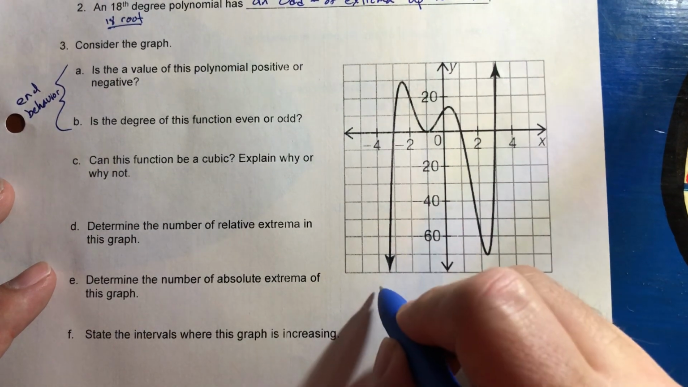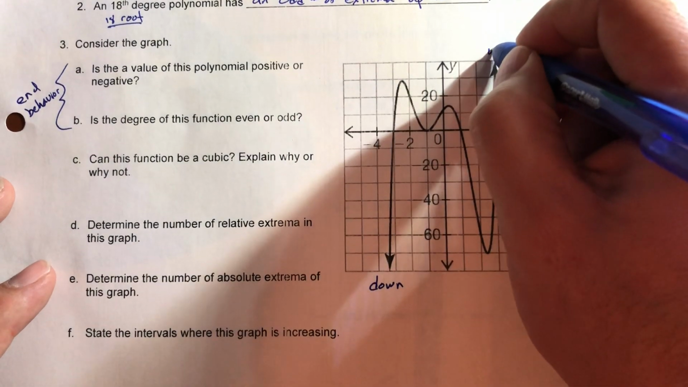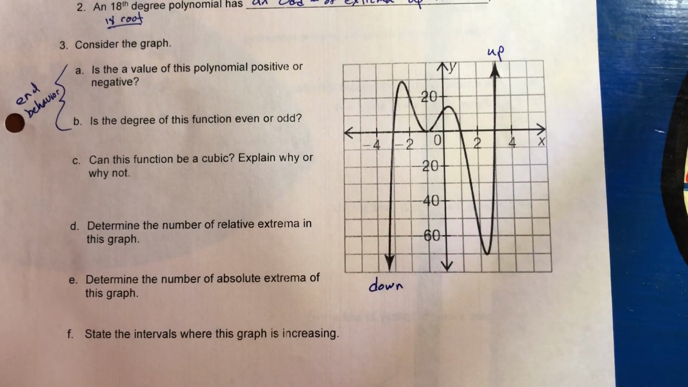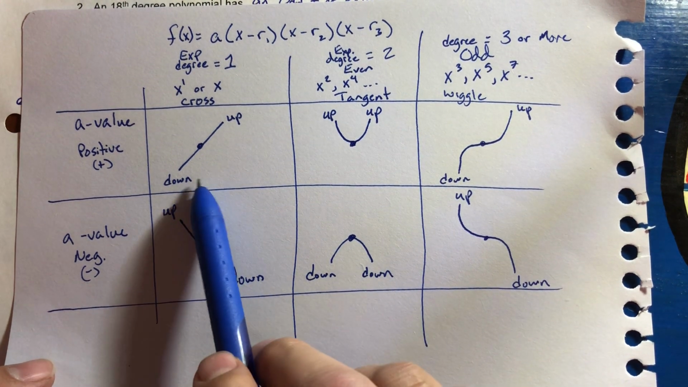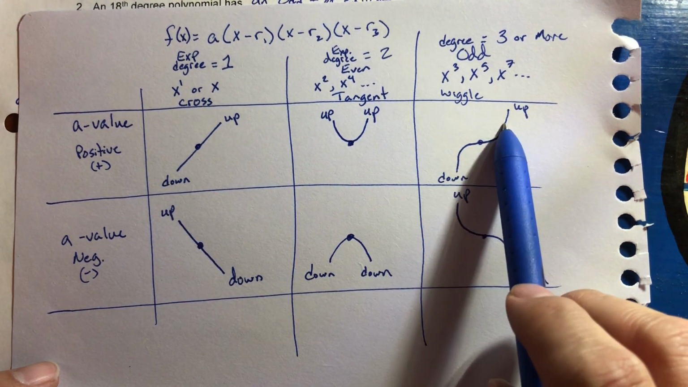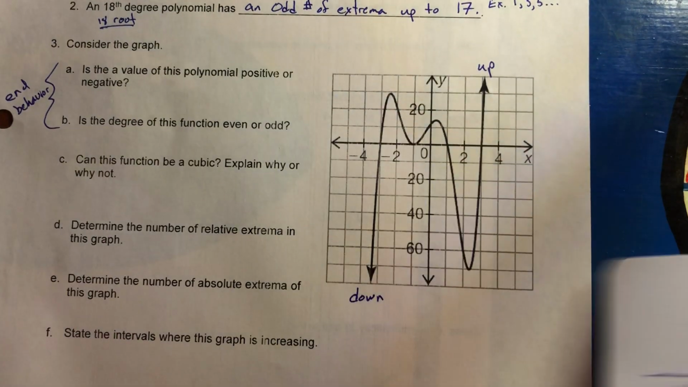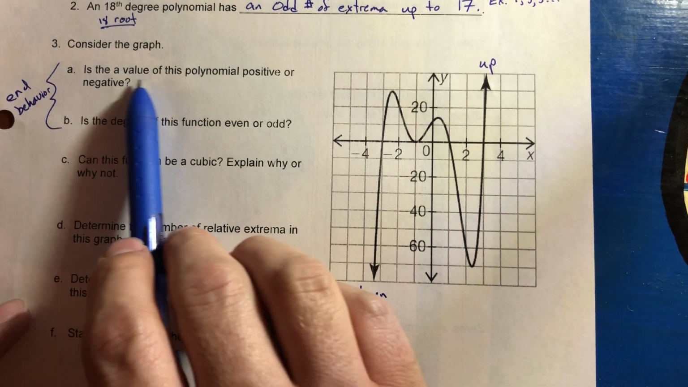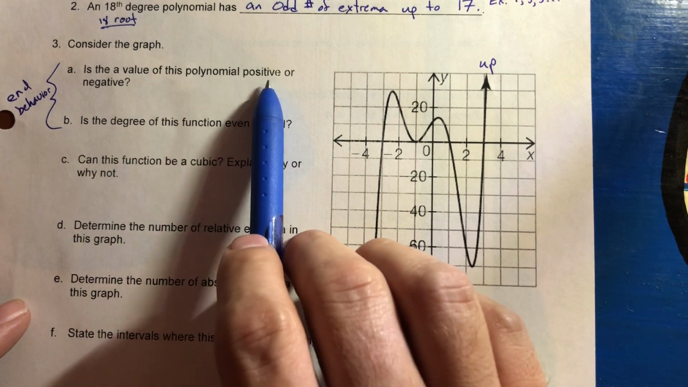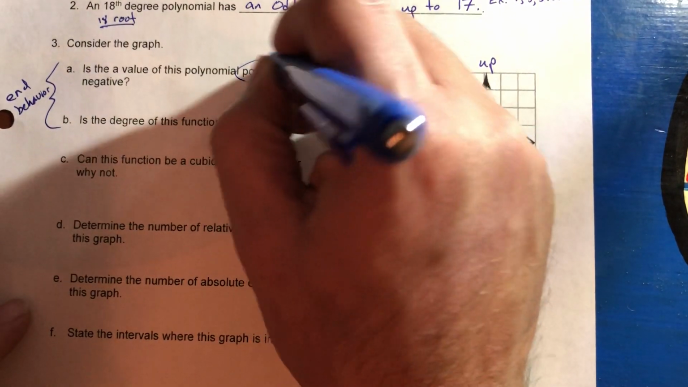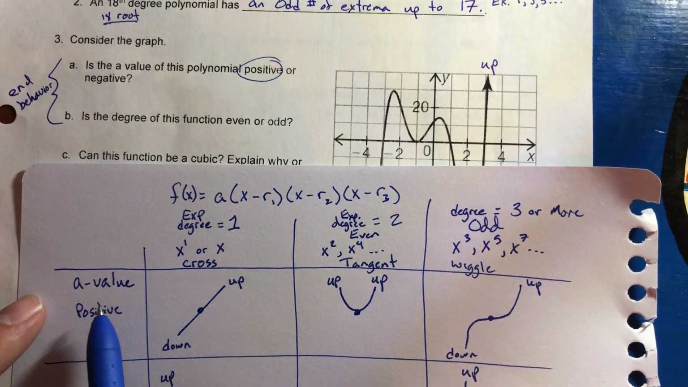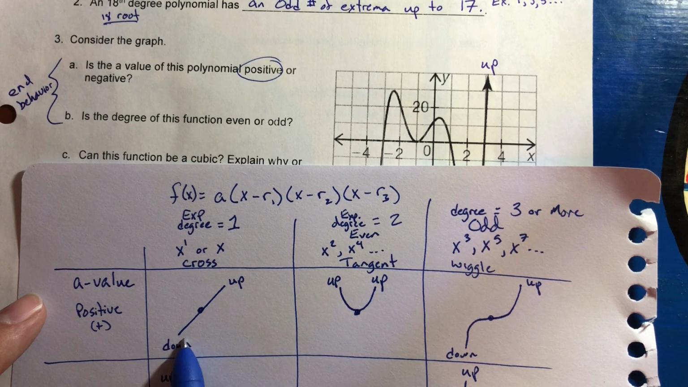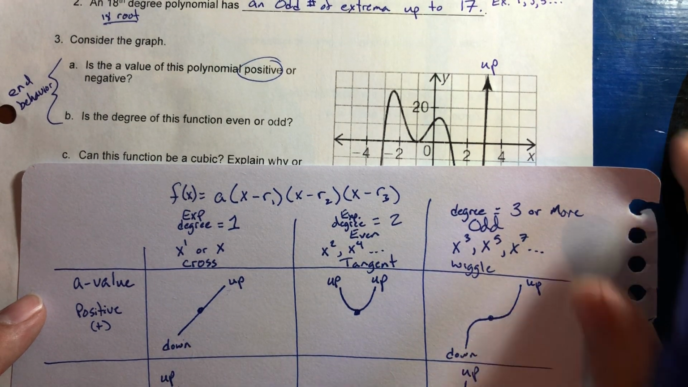So if I look at this graph, we started down and finished up. Okay, so what I want to do is remember what my table looked like last time, and here's that table. And something that started down and finished up had a positive a value, and so it's asking us what is the a value of this polynomial. Is it positive or negative? Well, in this case, it would be positive. Okay, just because, again, from this table, I know that a positive a value has one that says down and then up.